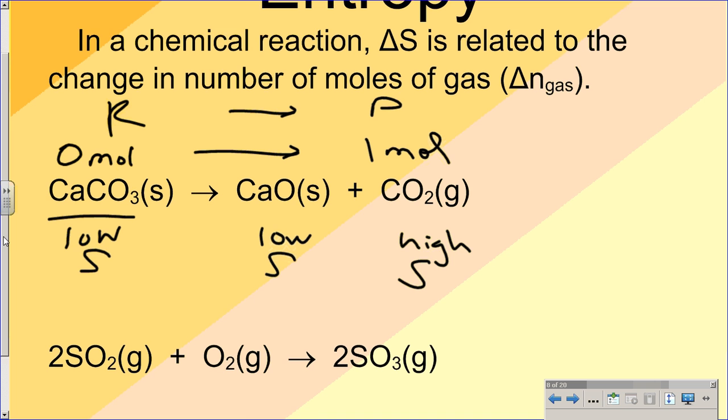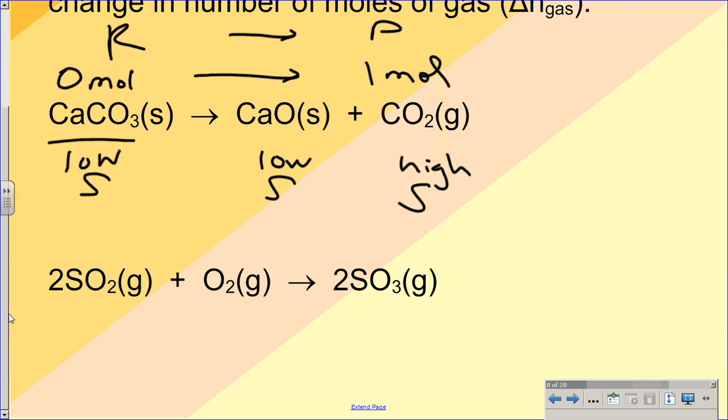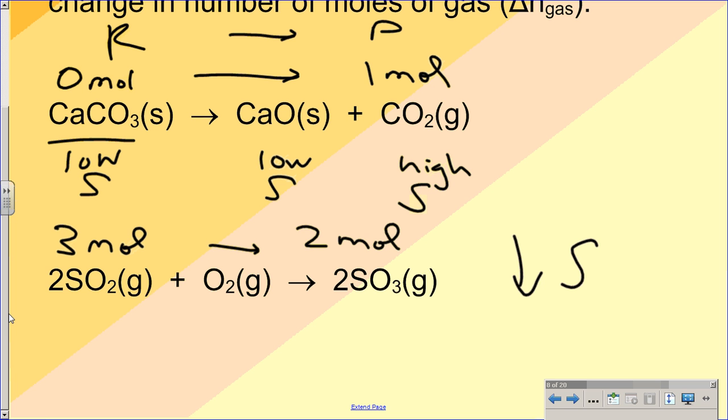For the second example, how many moles of gas? 3 moles of gas to 2 moles of gas. So what would you say overall? Decrease in entropy for this one. The first one was an increase in entropy.